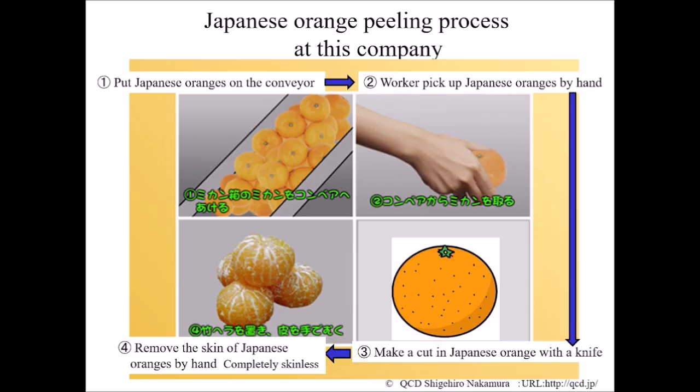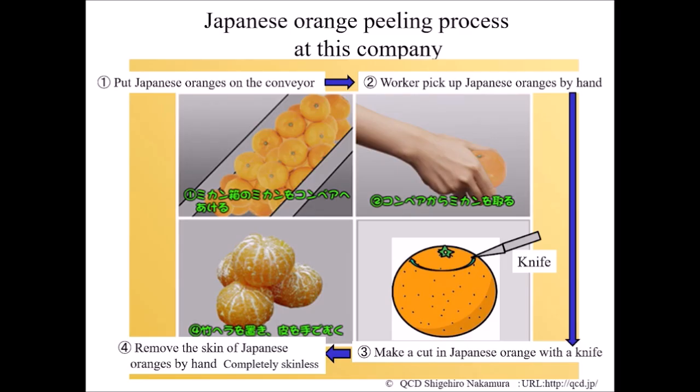Each worker proceeded with the work according to the procedure shown in the figure. In step 1, many oranges are put onto the conveyor from a box. In step 2, each worker picks up oranges from the conveyor. In step 3, the worker holds the knife, makes a cut in the orange peel as shown in the figure, returns the knife to its decided storage place, then peels the orange by hand. In step 4, the worker puts the peeled orange in the box as shown in the figure.